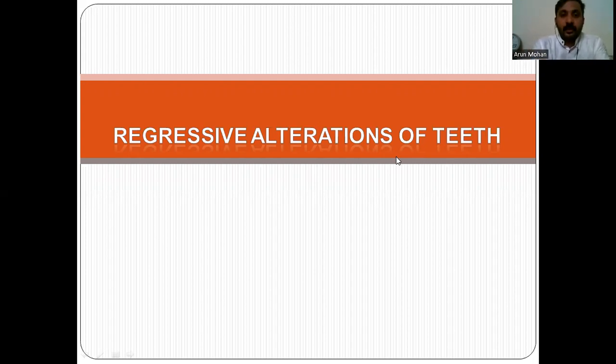Hello everyone. Today we will be talking about the various regressive alterations of teeth. As the name suggests, these are some of the changes that happen to the tooth structure over a period of time. We have heard about various age changes that can happen to the tooth surface. Some other factors can also lead to regressive changes over a period of time. So we'll see some types of such regressive alterations of teeth.